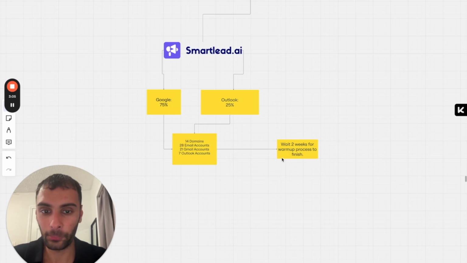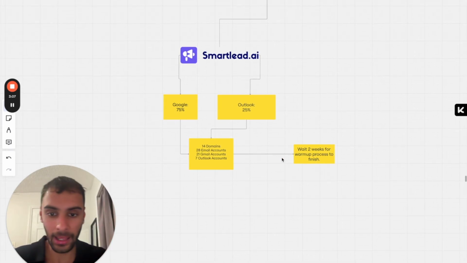So that's the first thing with infrastructure. Buy Google, buy Outlook, follow this split here, and then wait 2 weeks for the warm-up process to finish.